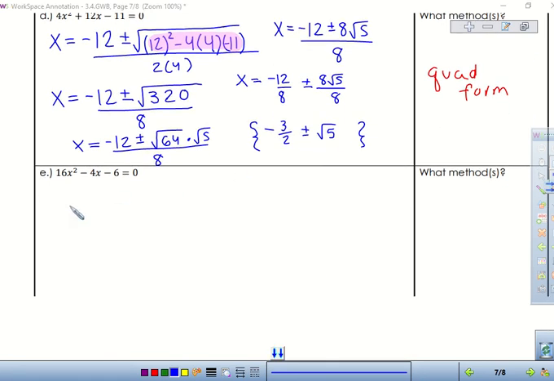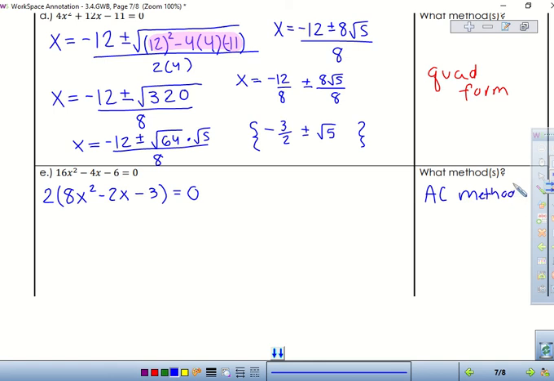Alright, so for letter E, before I try to do any other method, my first goal always is to see if I have a GCF. And do we have a GCF on letter E? Yeah. What can we take out? 2. Good. So I'm going to take out a 2, and that's going to give me this. And then now that I take out a 2, I notice I still have an A value.